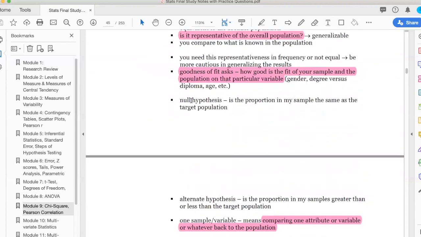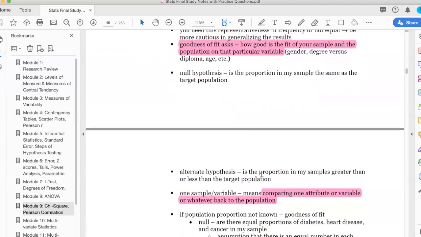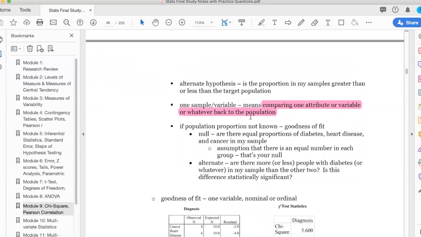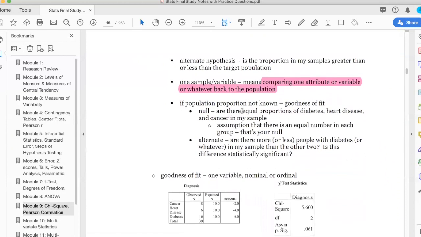In this case, your null hypothesis is that the sample is the same as the target population. And then your alternate would be that it's more or less, right? So your null is basically, yes, it's representative. Your alternate would be that it's not, right? Again, this is just explaining the same thing in different ways, so you guys can read through it.